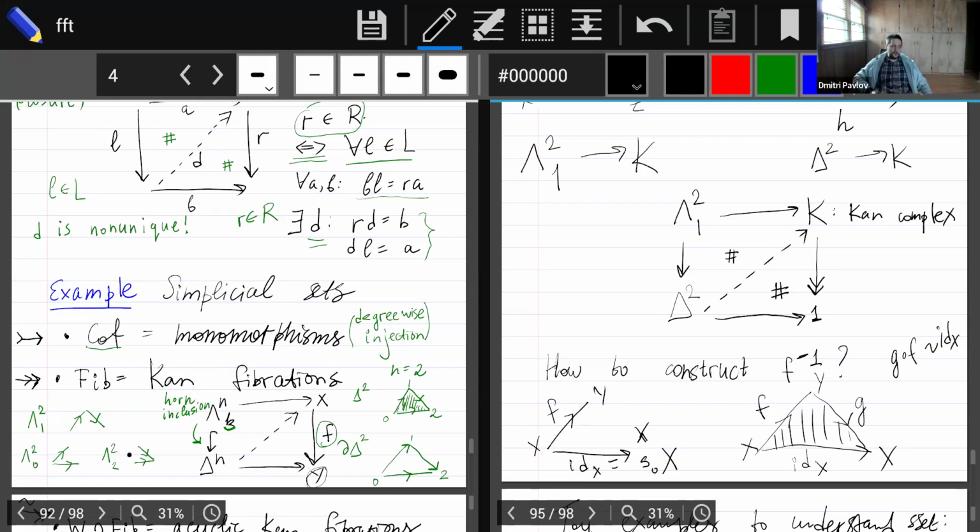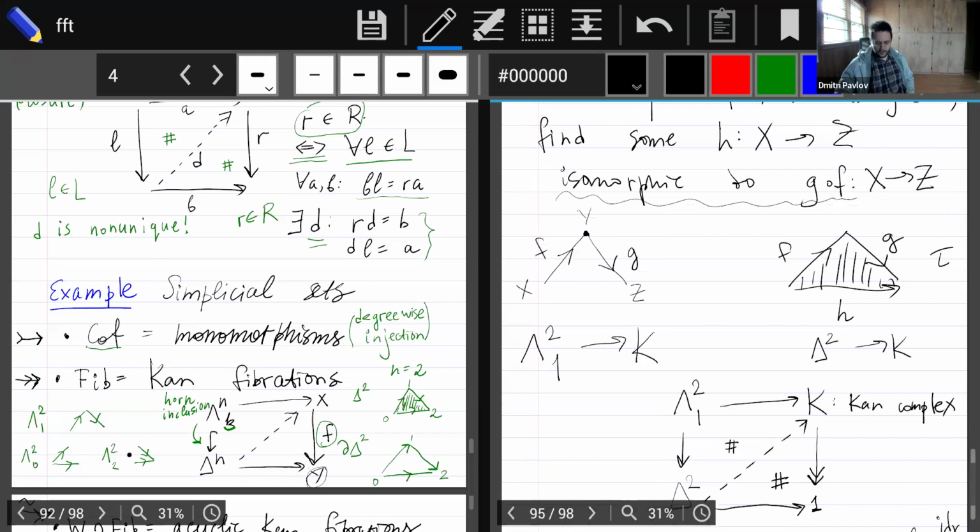And of course, the story doesn't stop here. You can also ask, for example, I mentioned that to construct composition, you would fill out this horn by a triangle. But of course, you can immediately ask a question: since the lifting is highly non-unique, I can always choose a different triangle that fills out the same horn. And the answer here, of course, is that yes, compositions will not be unique, but any two candidates for a composition will be homotopic.